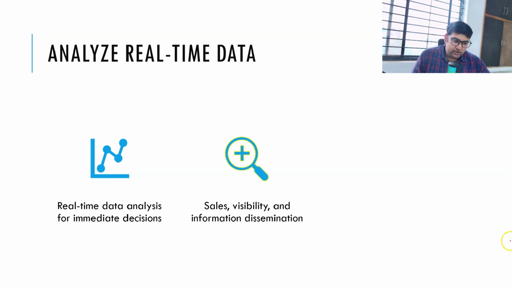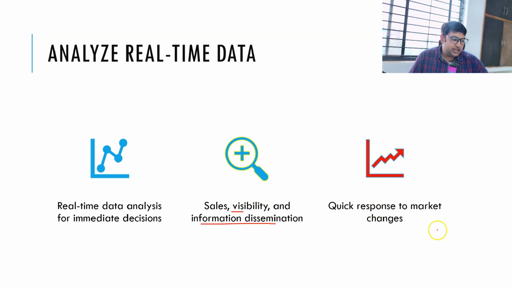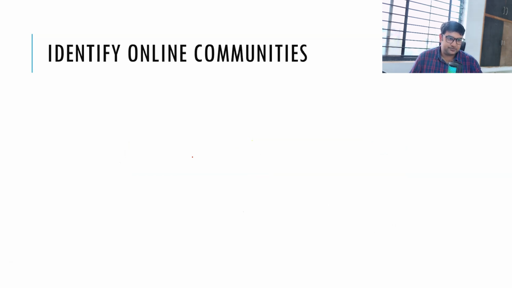So what real-time data will do is help you take immediate decisions, and help you with sales visibility and information dissemination, which means you can use or spread information more easily if you have real-time access to data. Then, quick response to market changes: any market change that happens, you can easily determine if you have the real-time data. It is very common for stock market people, but we are not talking about the stock market, it's more about marketing. That's where you can apply data science.